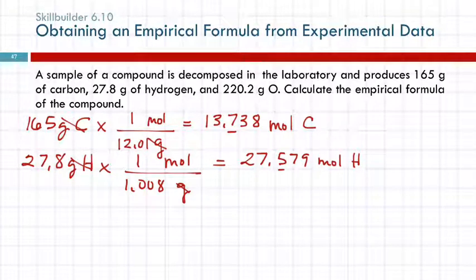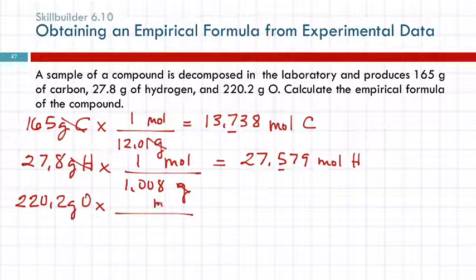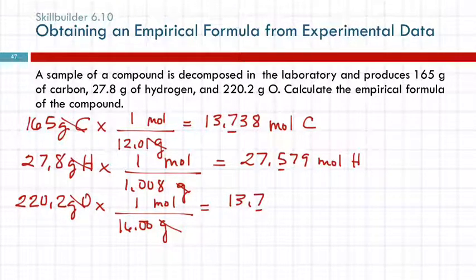The last element is oxygen. 220.2 grams of oxygen. Converting that to moles. Moles per gram. 1 mole of oxygen weighs 16 grams. 220.2 divided by 16, 13.762 moles of oxygen.